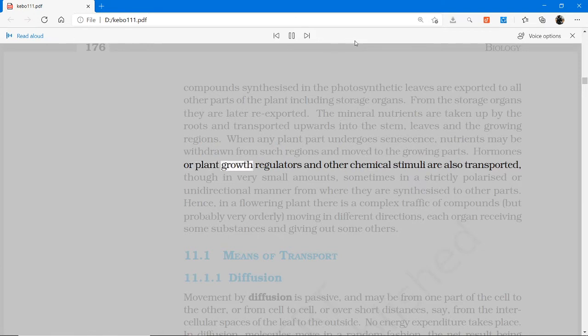Hormones or plant growth regulators and other chemical stimuli are also transported, though in very small amounts, sometimes in a strictly polar or unidirectional manner from where they are synthesized to other parts. Hence, in a flowering plant there is a complex traffic of compounds, but probably very orderly, moving in different directions, each organ receiving some substances and giving out some others. 11.1 Means of transport.